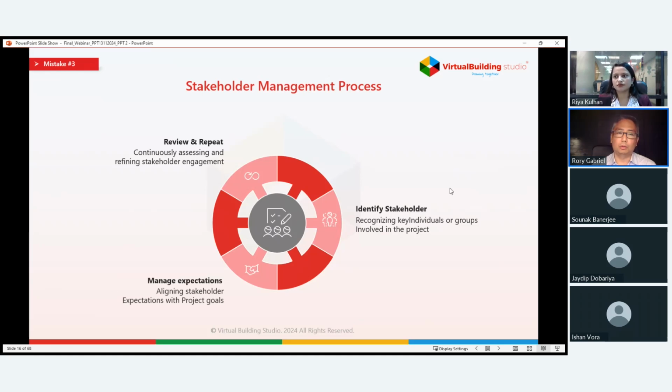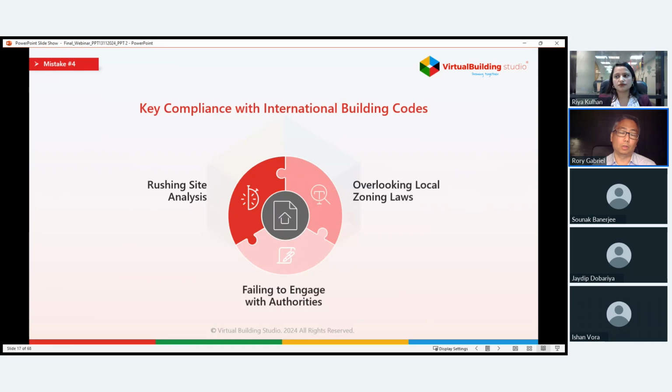Next, we have local regulations. And one common mistake we run into is not reviewing local zoning laws and building codes early on in the design process. These regulations shape what we can build, where we can build it, and how it has to be built. Skipping over them or just assuming we know them can have consequences like redesigns, major delays, and sometimes even legal trouble.